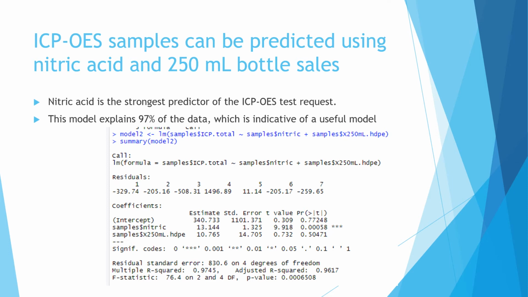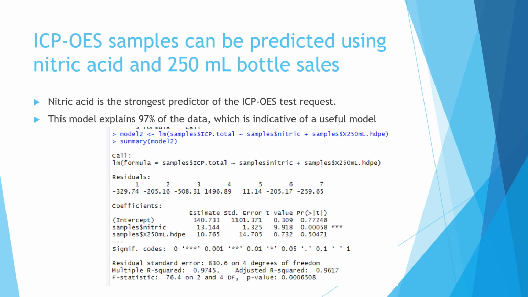And using the linear model function in R, we were able to generate a statistically significant model, as demonstrated by that very low p-value on the bottom of the screen. And this model explains about 97% of the data according to the R squared, which means that it's going to be a useful model in future years.